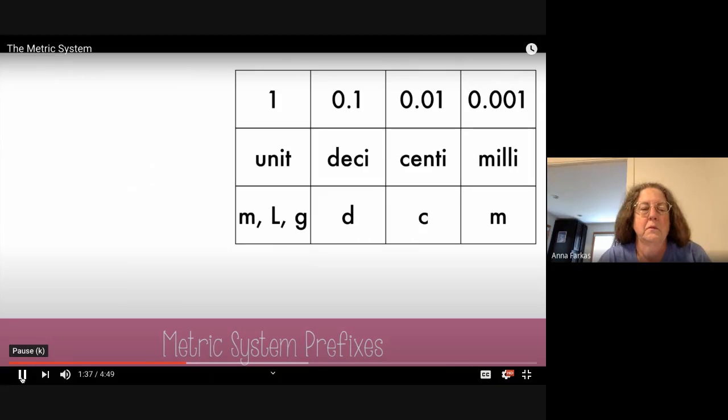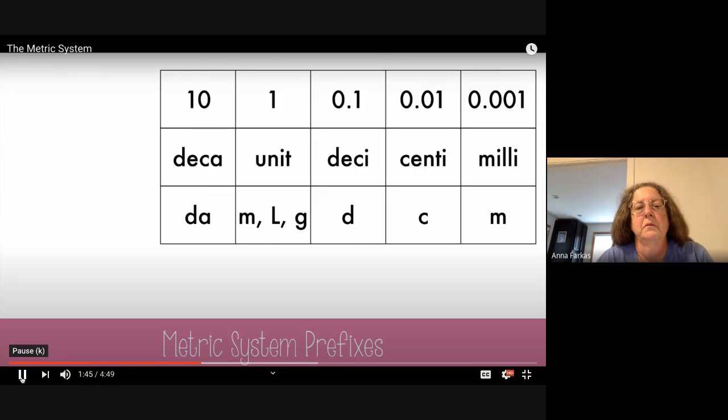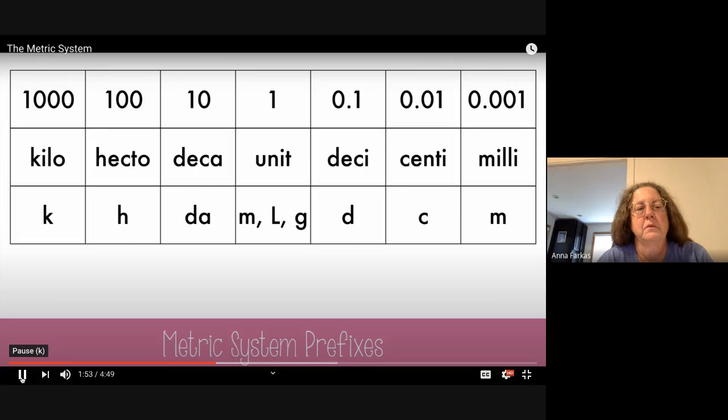We can go to larger units when we're measuring larger things too. 10 times larger is deca, and is abbreviated DA to distinguish it from deci. So you can have decameters, decaliters, and decagrams. 100 times larger than 1 unit is hecto, letter H, for hectometer, hectoliter, and hectogram. And 1,000 times larger than the base unit is kilo, or K, for kilometer, kiloliter, and kilogram.